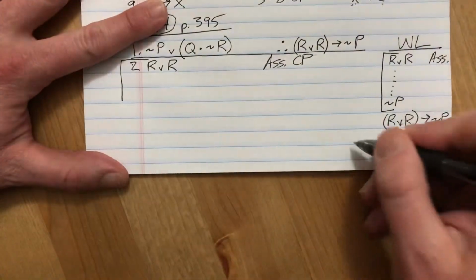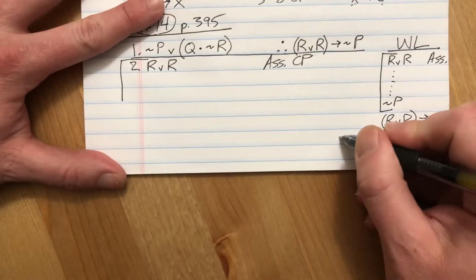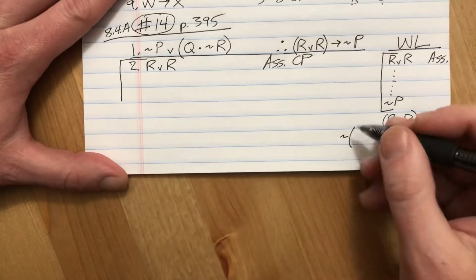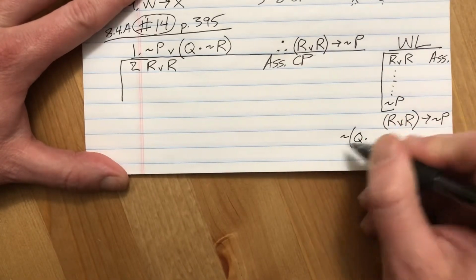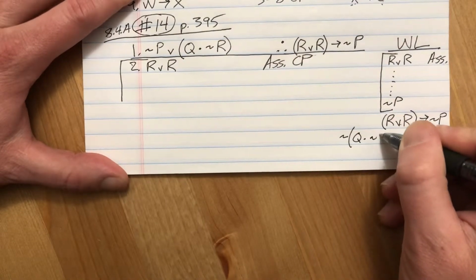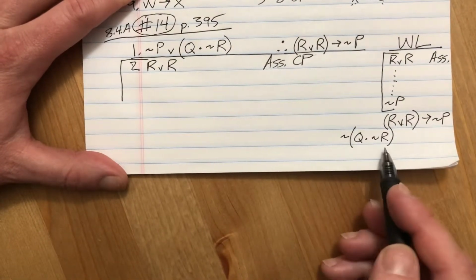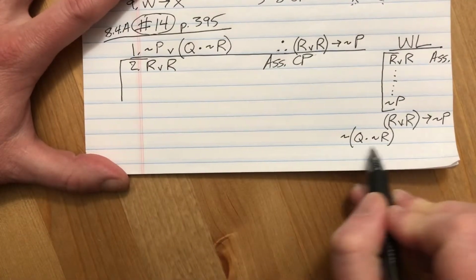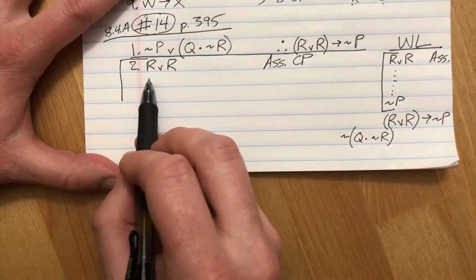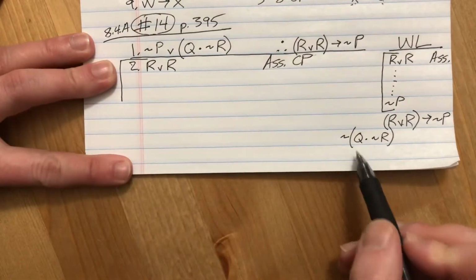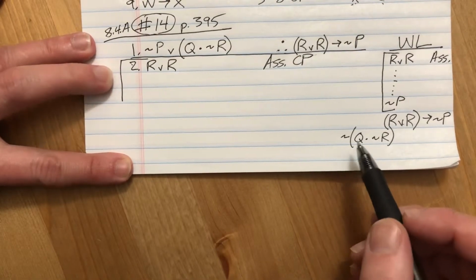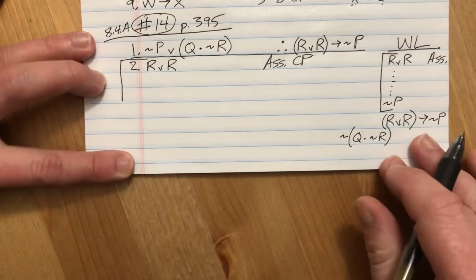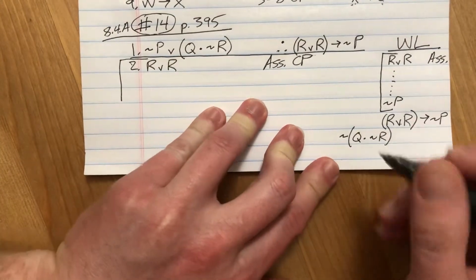So we could put on our wish list over here that we would like to get the negation of the other side of the disjunction, which is going to be not, and then Q and not R. So that's what we would like to get, so we could use disjunctive syllogism to get not P. How can we get this from what we have so far? Well, one helpful thing is to think about what's equivalent to what we need to get. Because sometimes what's equivalent to what we need to get is easier to get.